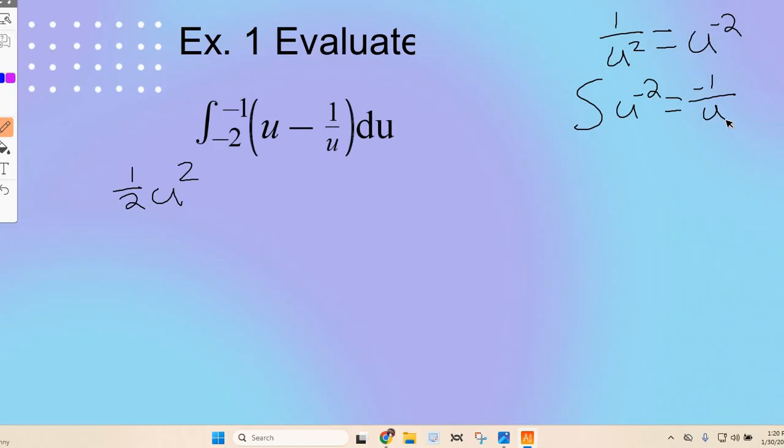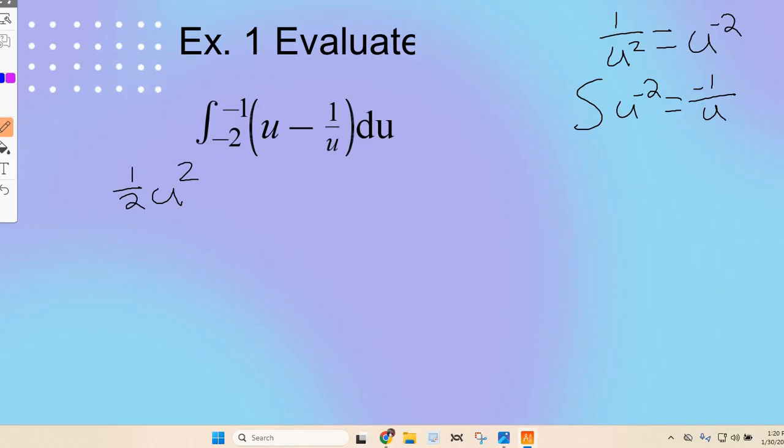However, here, what is 1 over u? What would I write that as? U to the -1. Okay, so what happens when I add 1? U to the 0. Does that make sense? No. Do you remember what the antiderivative of 1 over u is? Natural log. Yeah, it's our natural log.